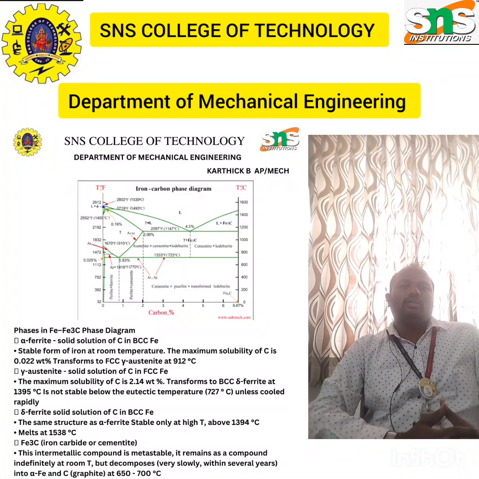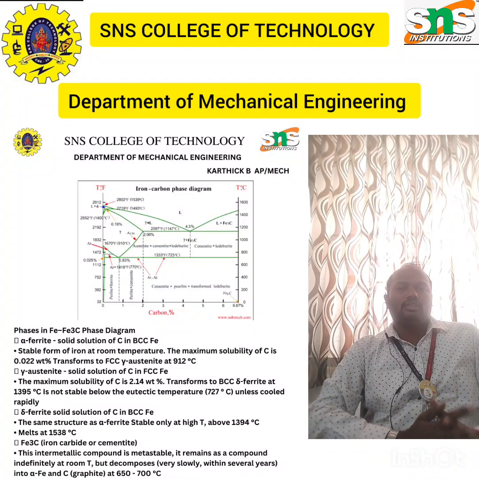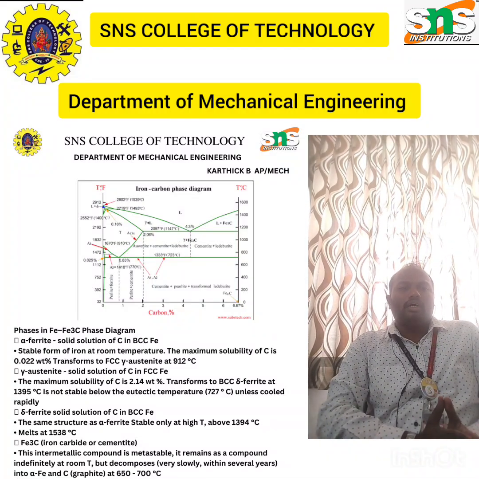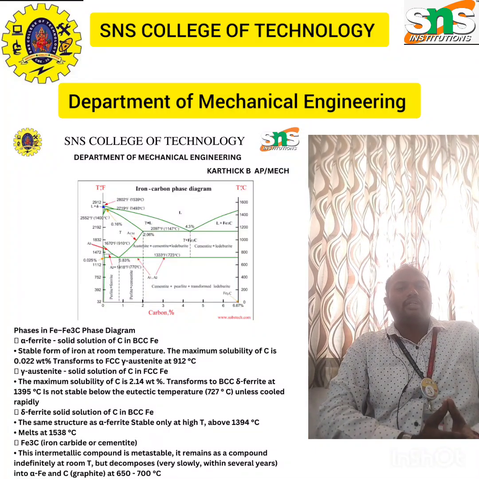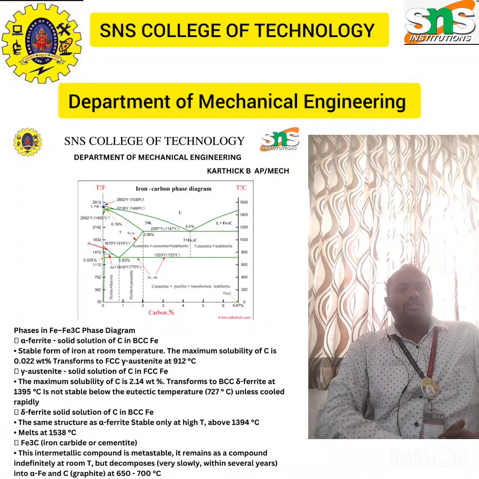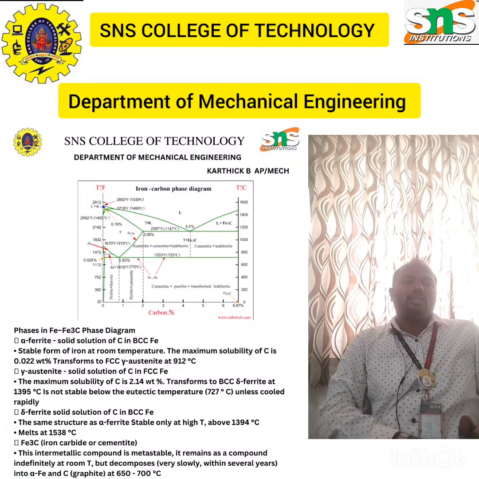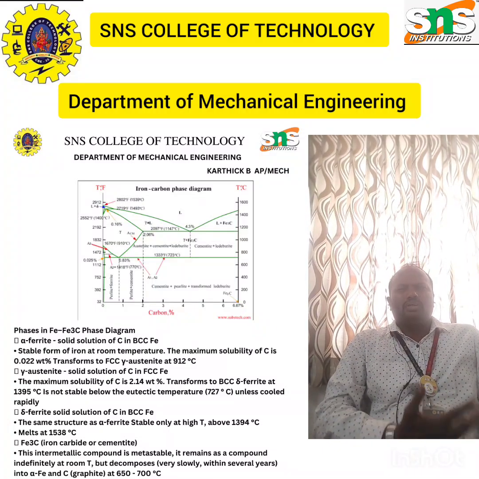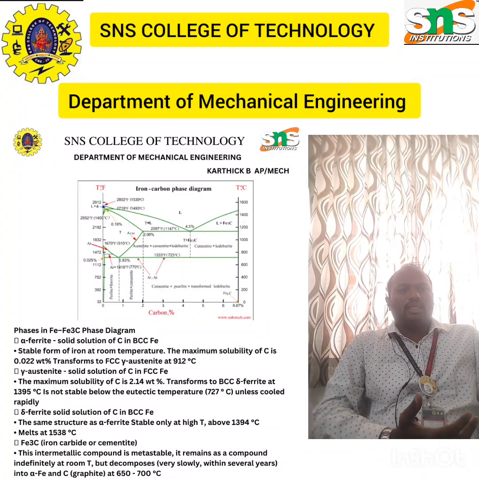Moreover, this alpha ferrite is soft and ductile, so steel that needs soft and ductile properties can use alpha ferrite as its predominant structure. The next important thing is that alpha ferrite undergoes cold working extensively, as we don't want to go to high temperature ranges.